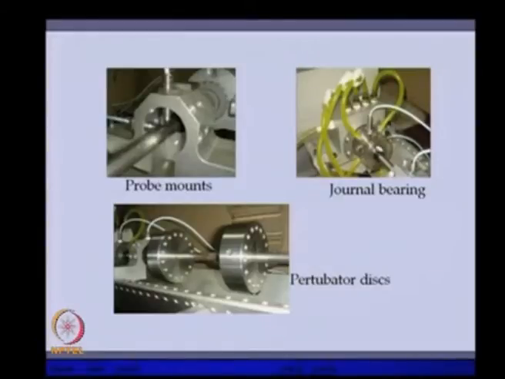This is a fluid film bearing in which we can measure the pressure also at various locations. And this is a disc, and in this particular disc you can see there are threaded holes in which we can put some kind of screw, so that we can put a trial mass in this. So basically we can call this a perturbator disc.